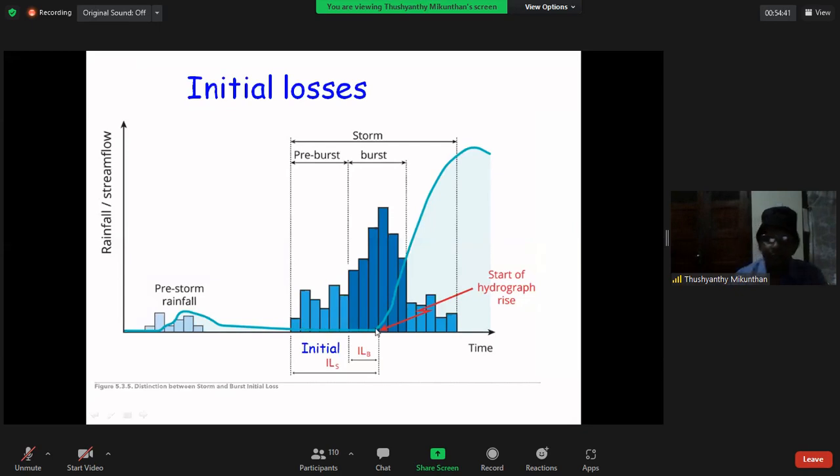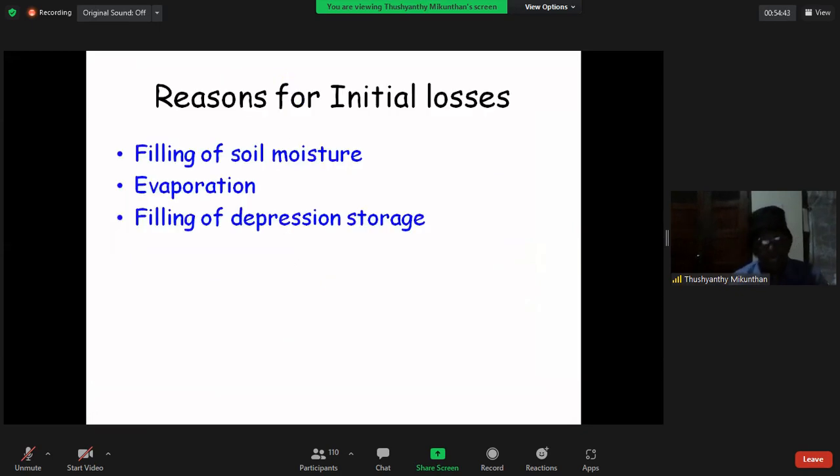Then what are the reasons for initial loss? The first point, filling of soil moisture, because of dry soil versus wet soil. Then evaporation from the soil surface, or maybe while flowing over the soil surface. Then filling of depression storage.